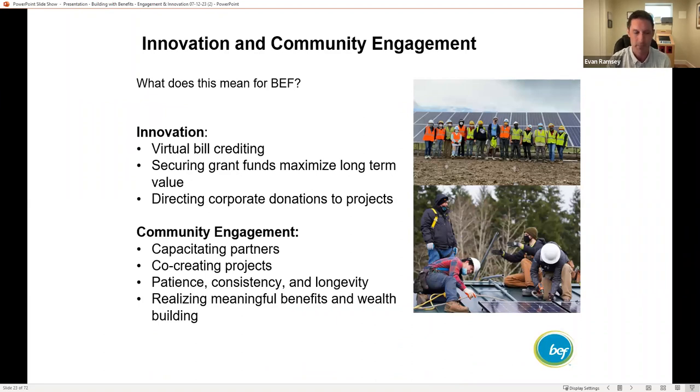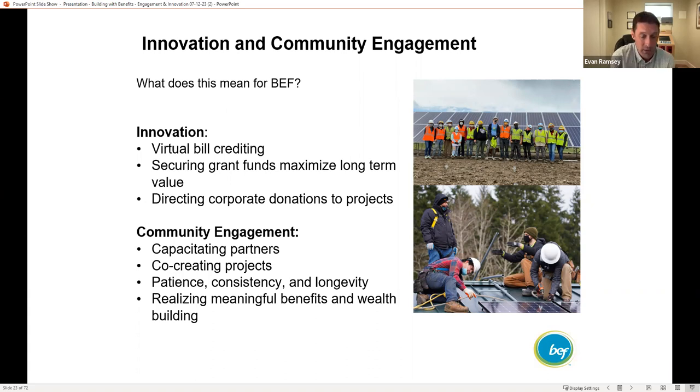So just to address some of these questions, and maybe we'll get into this in the Q&A, what does innovation and community engagement mean to BEF and the work that we do? A lot of it in the innovation space is really just about money. How can we pair dollars, resources, incentives to projects to maximize benefits long-term to these communities, to these low-income households? That's really a core focus of ours. And I think a good place for a nonprofit to be directing our resources towards.